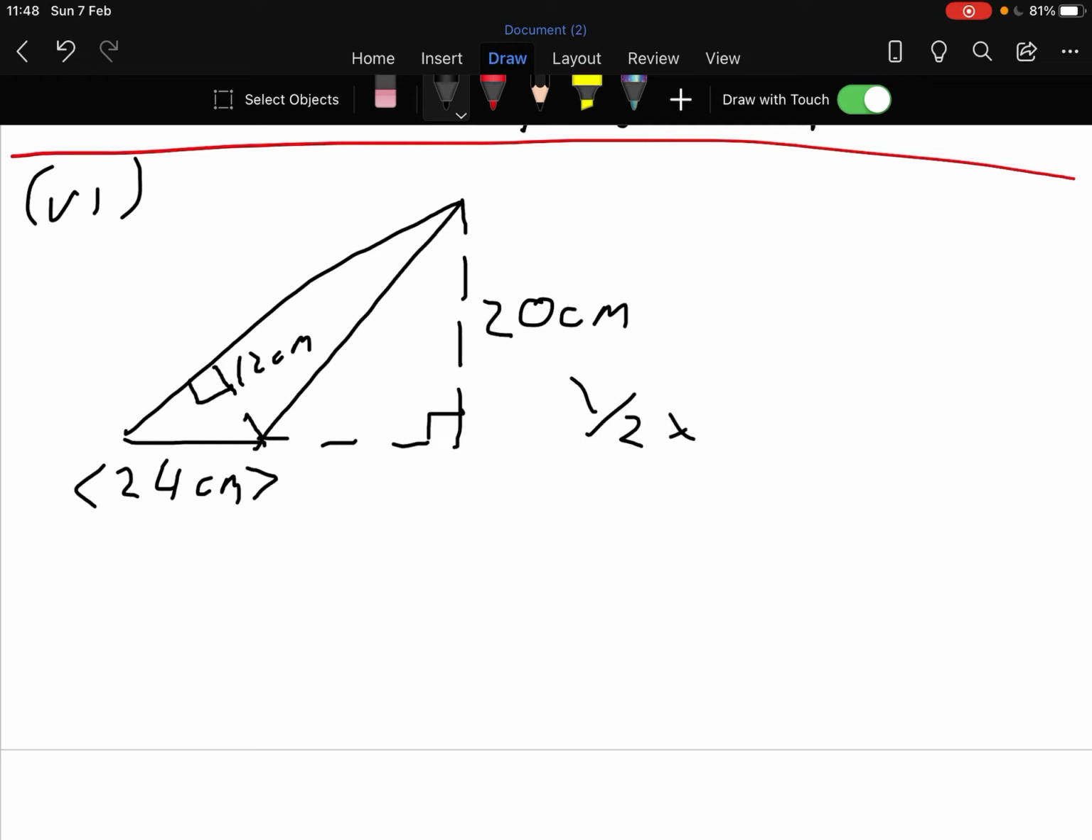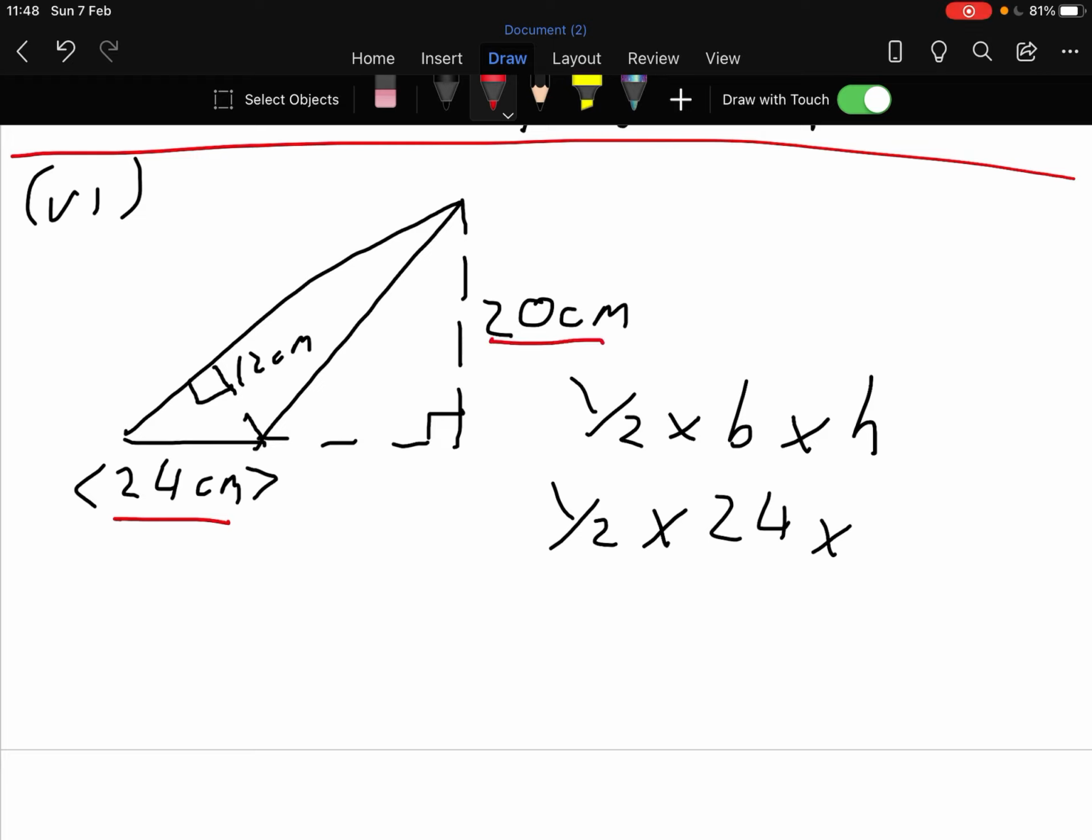So write your equation. A half times the base times the height. A half is always a half. So what is your base here? Your base is 24. So a half times 24. What's your height? 20. Not 12. Okay, vertical height. So our vertical height is the 20, which is here. This is your vertical height. So therefore times 20. So half times 24 is 12, times 20 gives us an area of 240 centimeters squared. Did you get that?